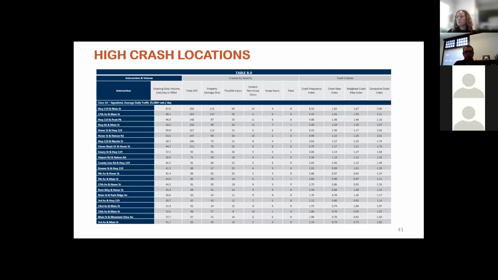We do have some signs of progress. Main and Pike is an intersection that's been on this list for a number of years. And we've done a couple safety projects. Most recently was to convert the northbound left from a protected permissive to a protected only operation. And we've seen a substantial reduction in crashes just from that change. And it's actually fallen out of this list here in the last year or so.